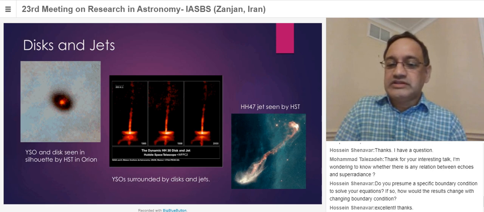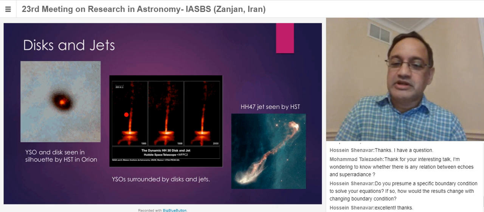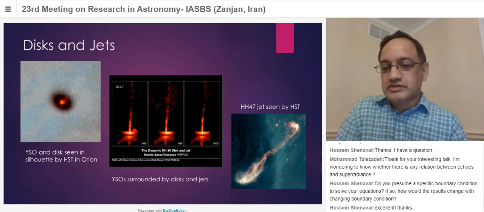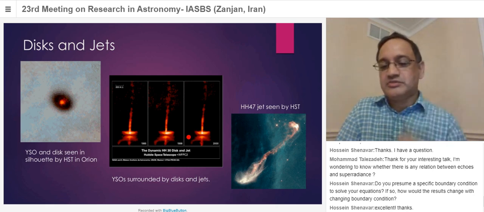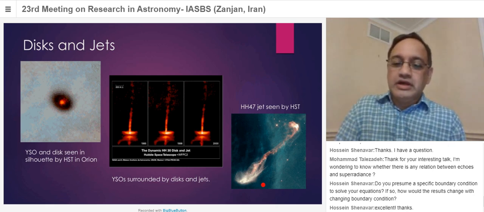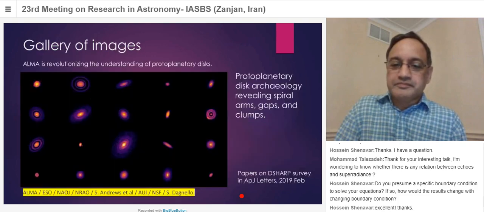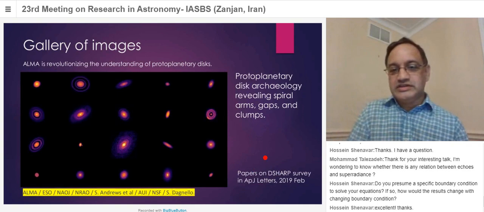HST also revealed not only the disk structure illuminated by the star, but also which is seen to be changing over just a few year timescale. So there are clumps in the jets that are moving outward. Now that was the 1990s.